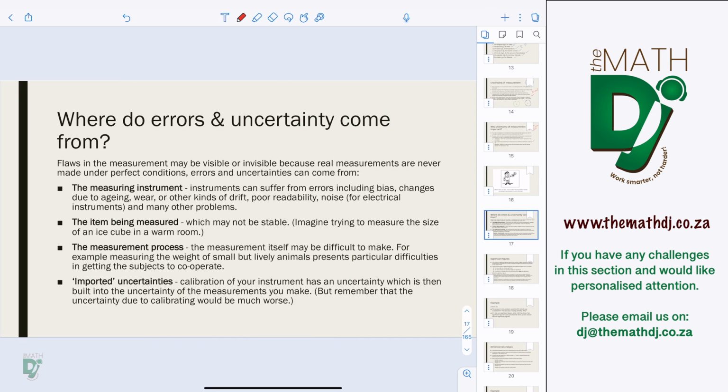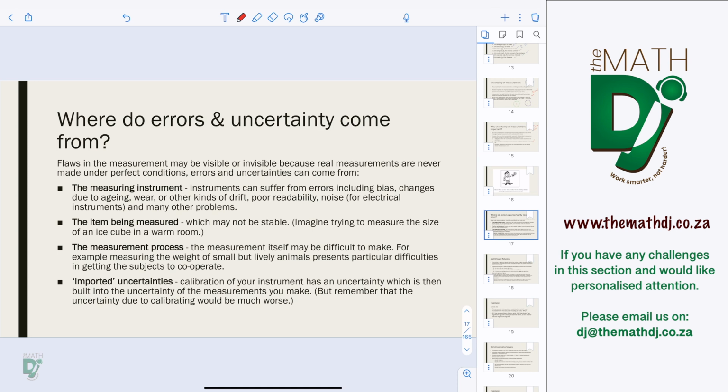Then where do errors and uncertainty come from? Flaws in measurement may be visible or invisible, because real measurements are never made under perfect conditions. Errors and uncertainty come from, number one, the measuring instrument, which means the instrument you are using might have some flaws. Instruments can suffer from errors including bias, changes due to aging, wear, or other kinds of drift, poor readability, noise for electrical instruments, and many other problems.